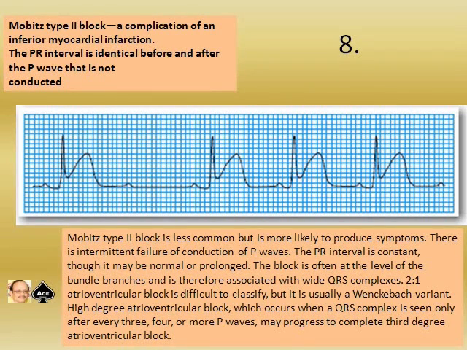2:1 AV block is difficult to classify but is usually a Wenckebach variant. High degree AV block occurs when a QRS complex is seen only after every 3, 4 or more P waves. It may progress to complete third degree AV block.